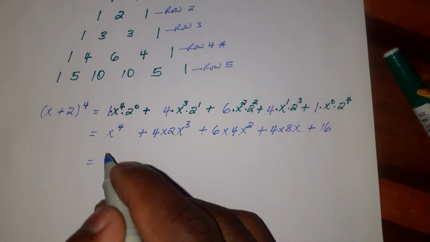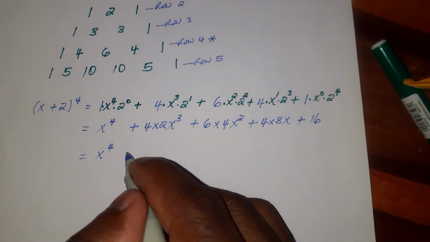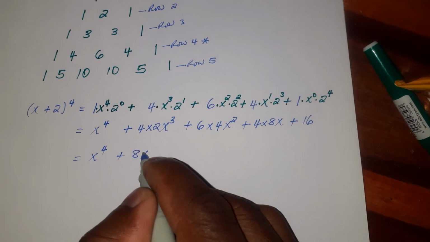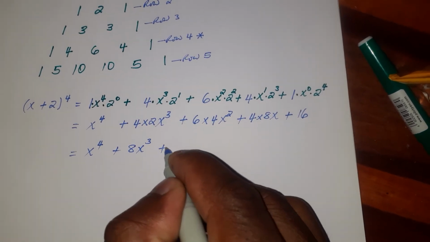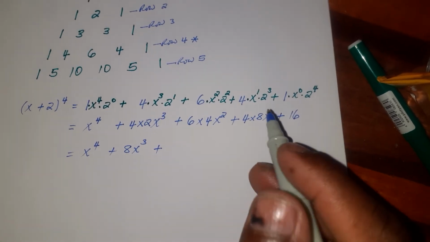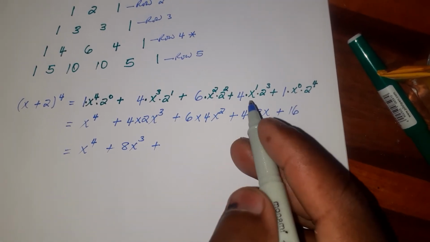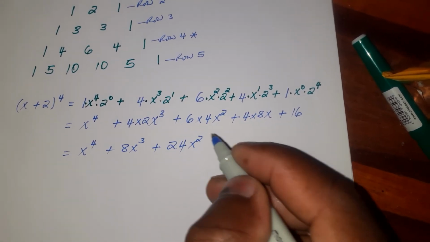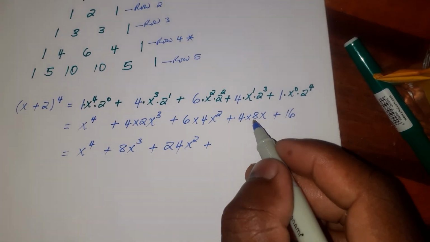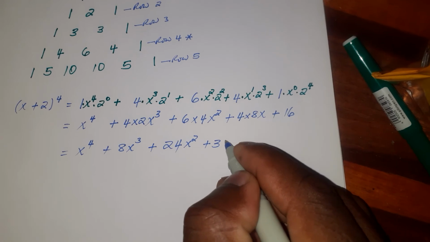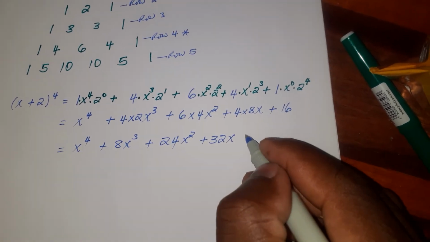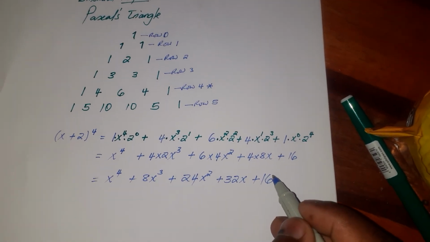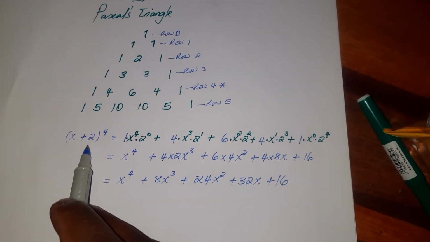Now coming down here, on this side we have x to the power 4 plus 4 times 2, we should get 8, and then x cube plus 6 times 4, we should get 24, and then the x squared plus 4 times 8 is 32, and then we have x there, and then plus 16. So this is the answer to that bracket.